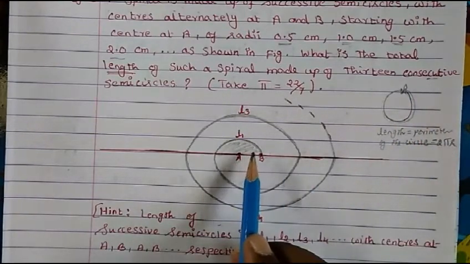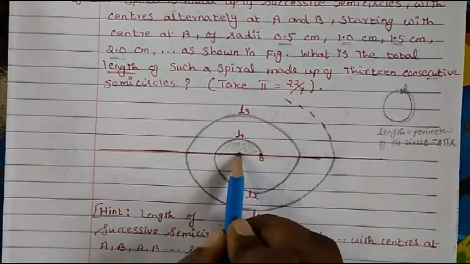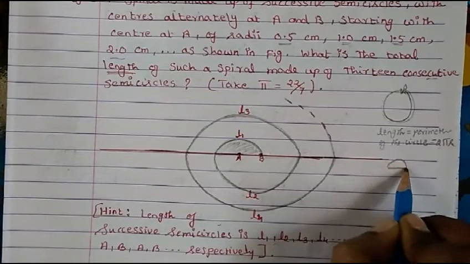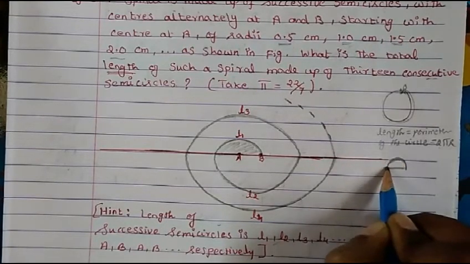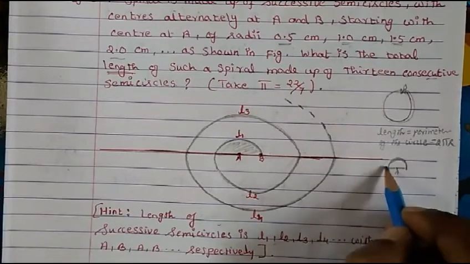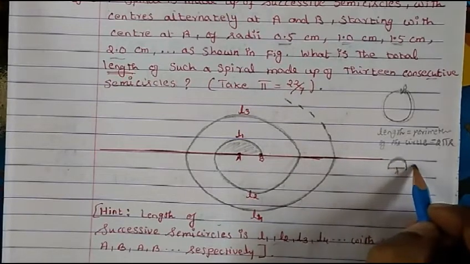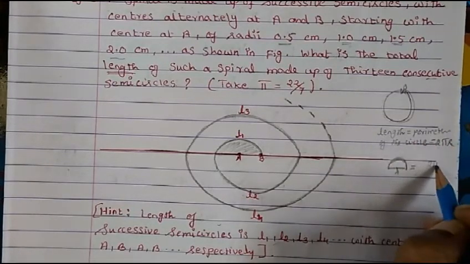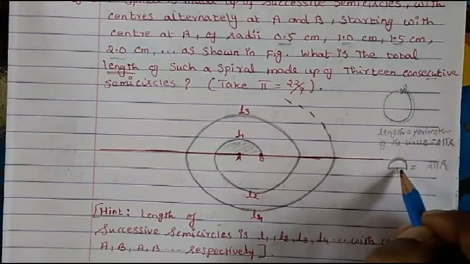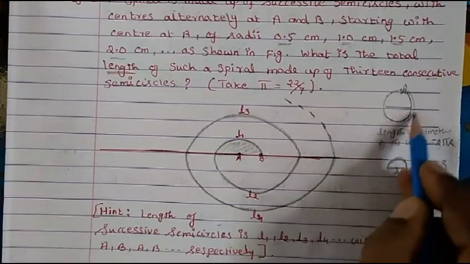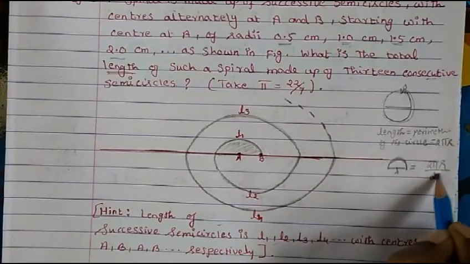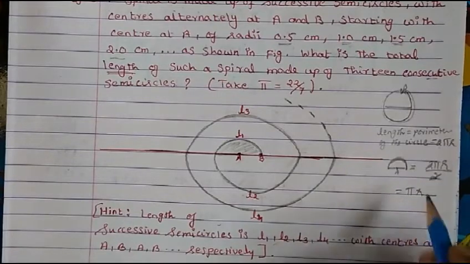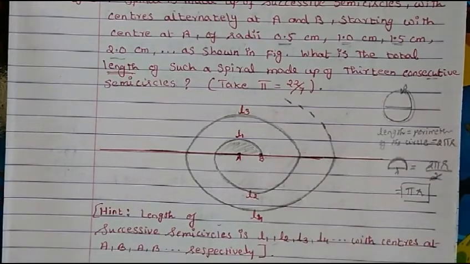But now here we are talking about the semicircle, not the full circle. So for this, center is A. If we take the length of this semicircle, the length of the full circle is 2 pi r. So semicircle means half of it. When you divide, the 2 gets cancelled. So the length of the semicircle will be pi r. So this you remember.